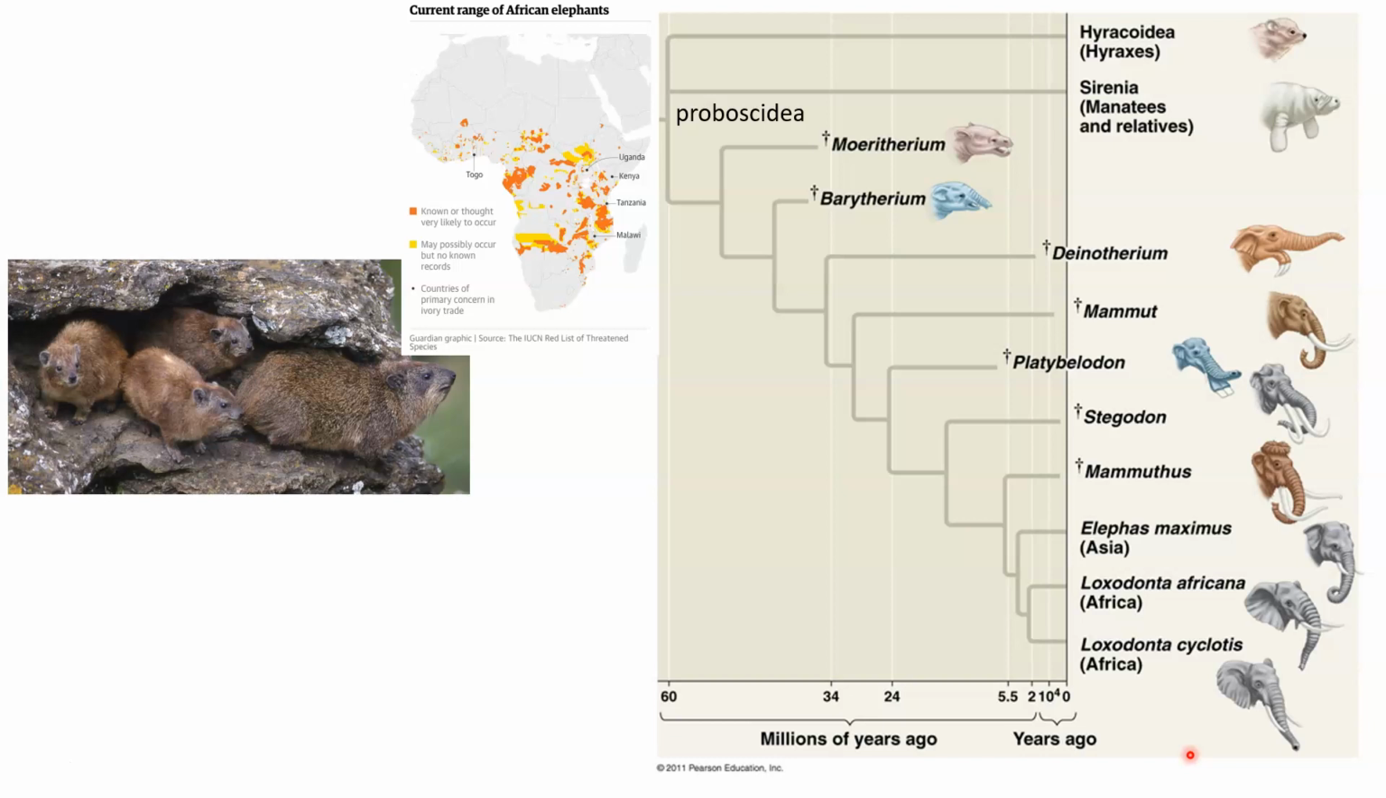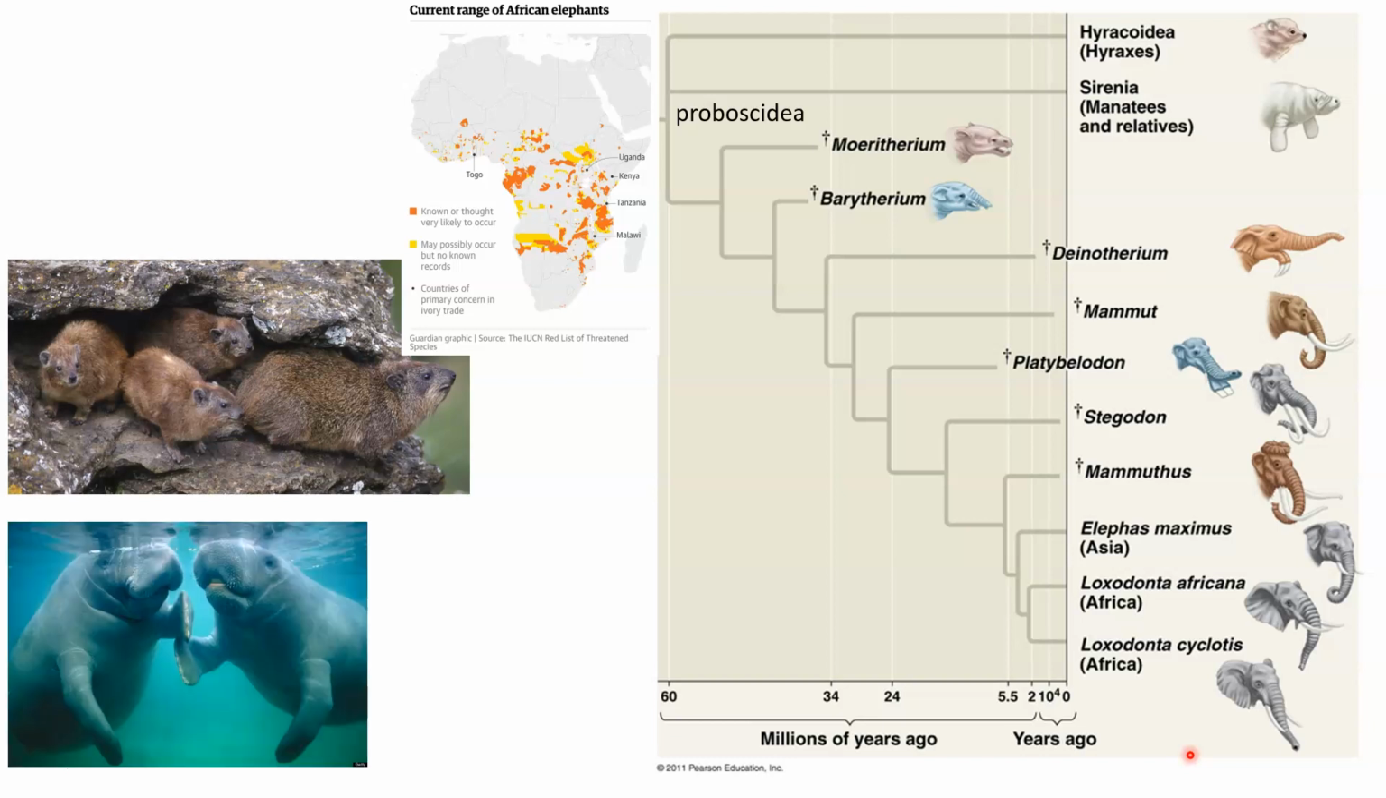The yellow ones are areas where they may possibly have occurred historically, but there are no known direct or indirect records. And then the countries labeled are Tanzania, Malawi, Kenya, Uganda, and Togo. Those are the countries where you have very serious concerns of ivory trade that severely endangers the African elephant populations.